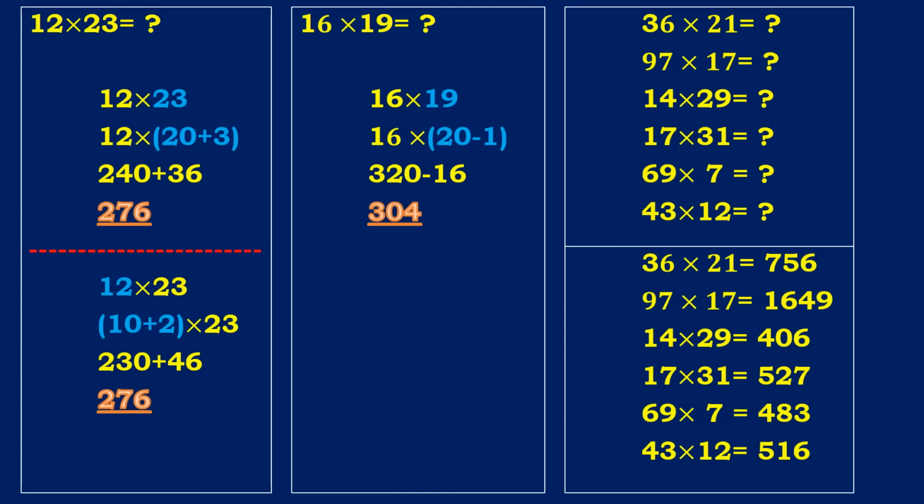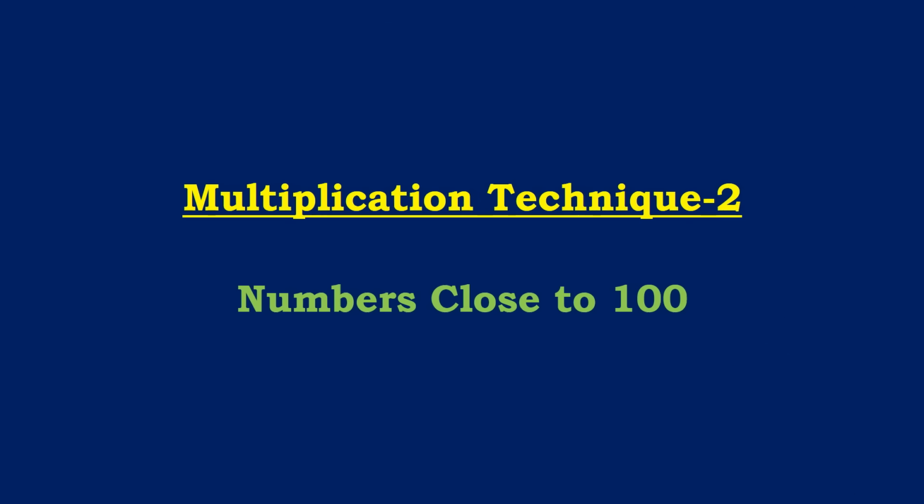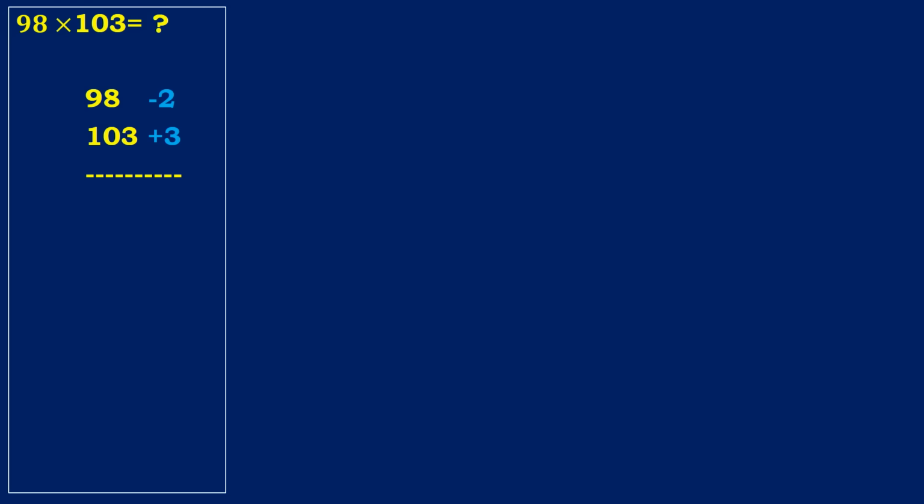The second technique for multiplication is how to multiply numbers that are close to 100. Let's take some examples to understand this concept. Multiply the numbers 98 and 103 in a given question. Our base here is 100. If we focus on the number 100, 100 minus 2 gives us 98. Similarly, 100 plus 3 gives us 103.